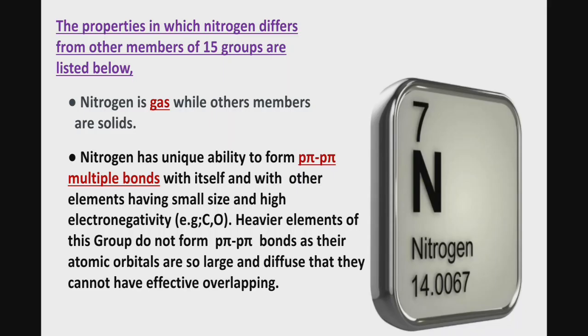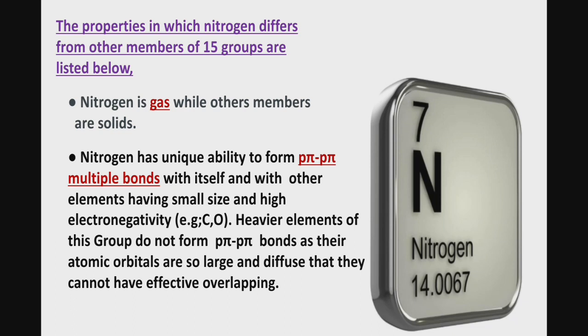Now, we are going to discuss some anomalous properties of nitrogen compared to the rest of the group members. Nitrogen is a gas while the other members are solid. Nitrogen has a unique ability to form p-pi multiple bonds with itself and with other elements having small size and high electronegativity, for example, carbon and oxygen.